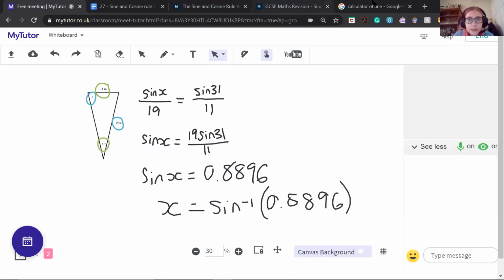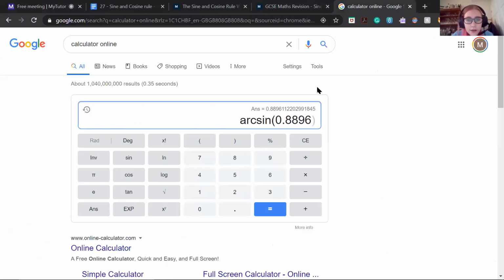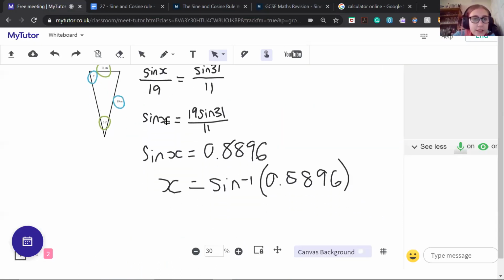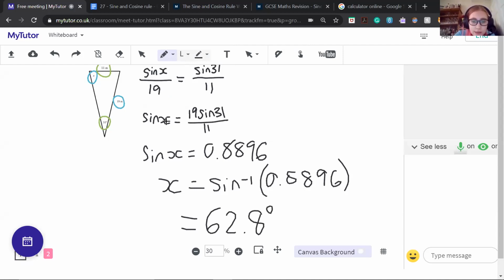So 0.8896. And if you see it as arc sine, that's the same thing. Sine to the -1, inverse sine, arc sine. These all just mean the same thing. So here we see 62.82. So let's just do it to 3 significant figures. So 62.8 degrees. And there's the solution. Hopefully that makes sense.